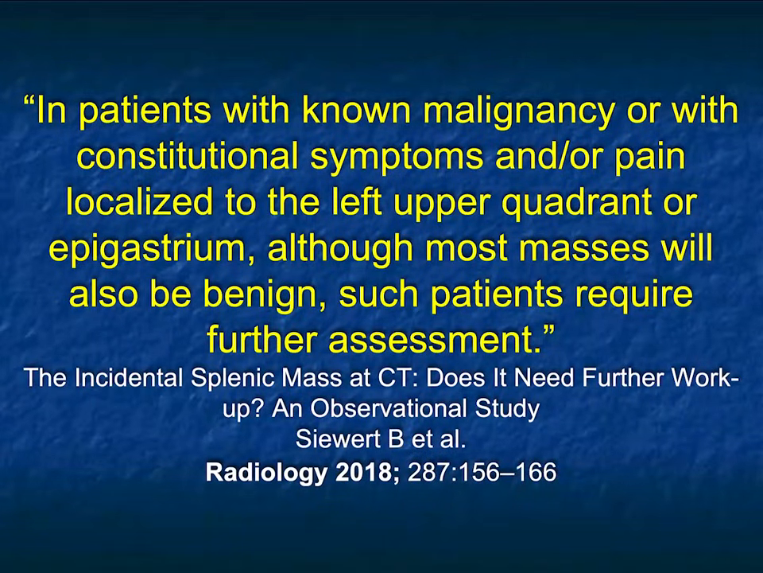In patients with known malignancy or with constitutional symptoms or pain localized to the left upper quadrant or epigastrium, although most masses will be benign, such patients require further assessment. So again, asymptomatic patients, think of all the possibilities, look carefully at the images. Most of the time, it's going to be benign and you're not going to be pursuing it. But in the right group of patients, you are going to be pursuing the diagnosis.